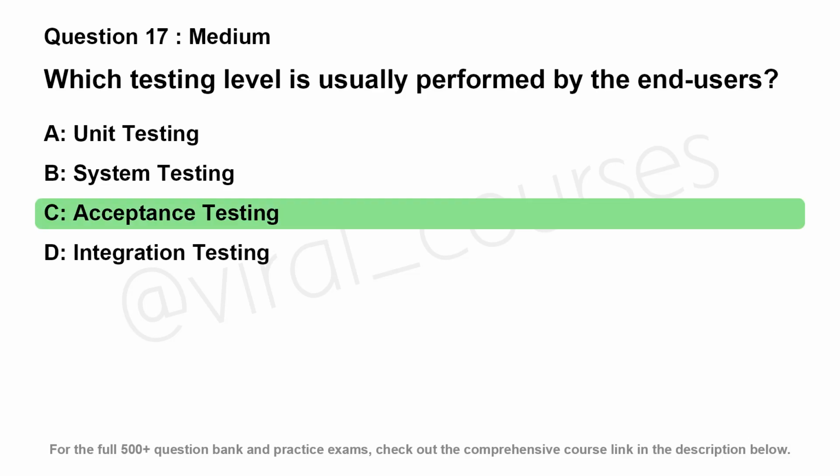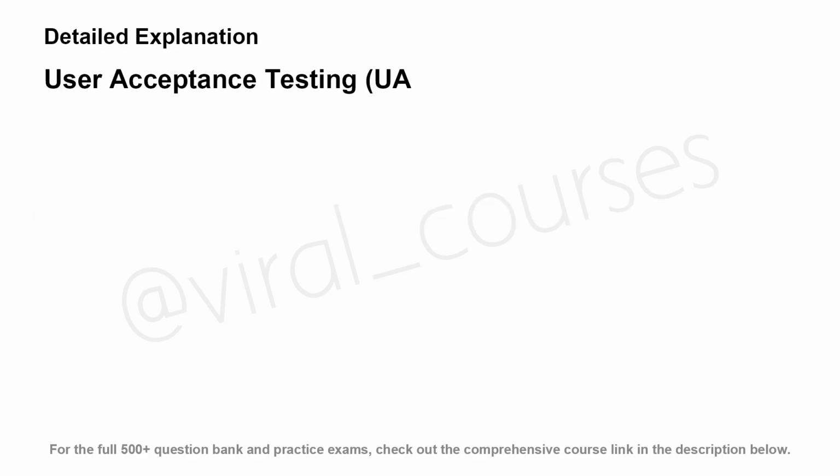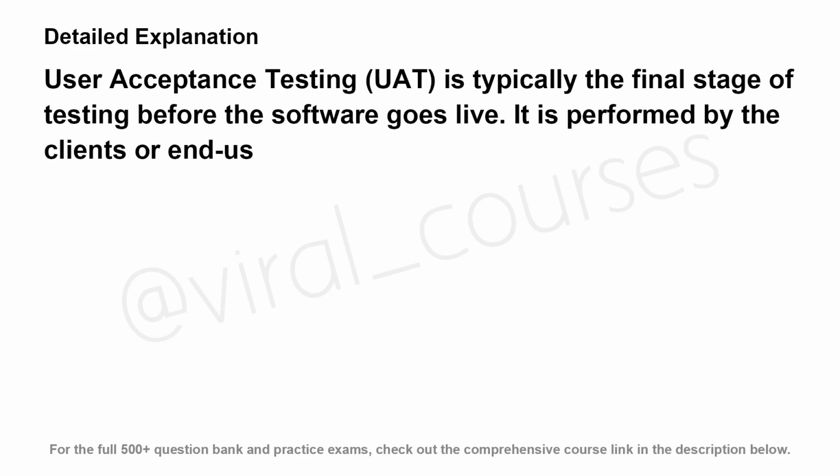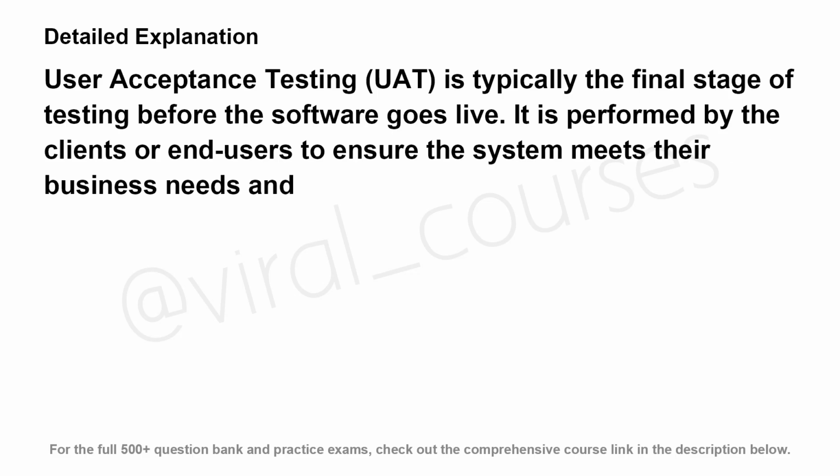The correct answer is C. User acceptance testing, UAT, is typically the final stage of testing before the software goes live. It is performed by the clients or end users to ensure the system meets their business needs and is ready for production use.